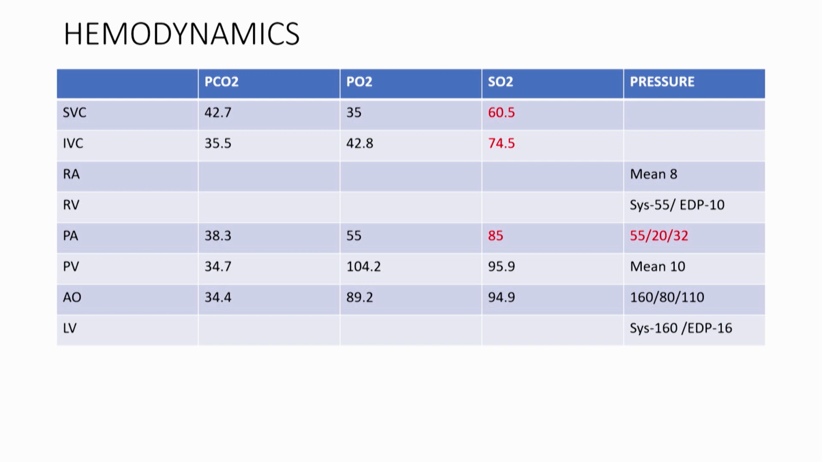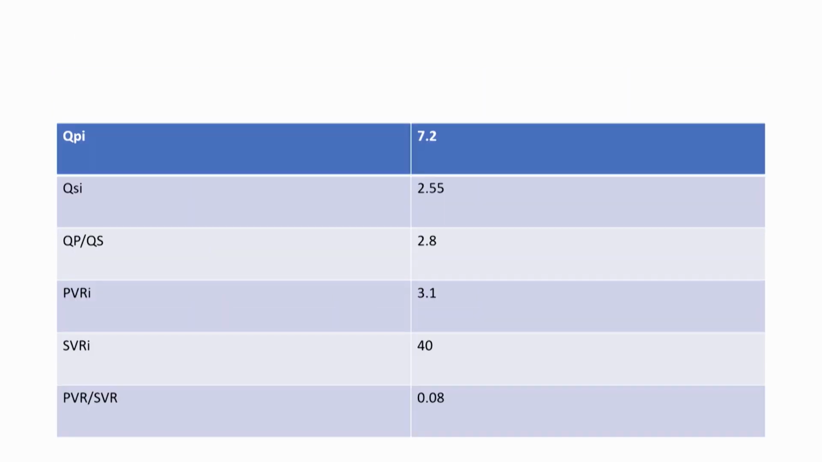So we have done baseline hemodynamics for this patient. His RA mean is 8 millimeters of mercury, RV systolic is 55, and ED is 10 millimeters of mercury. PA pressures are 55/20 with mean of 32. PV mean is 10 millimeters of mercury. Aorta is 160/80, mean 110. His QP is 7.2, QP indexed, QS indexed is 2.55, QP/QS is 2.8, PVRI is 3.1, SVRI is 40, and PVR/SVR ratio is 0.08. This makes him a suitable candidate for ASD device closure.